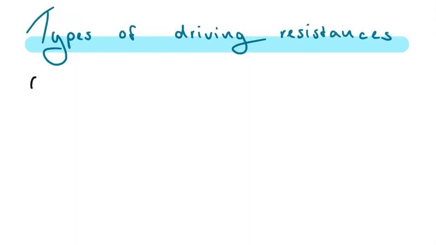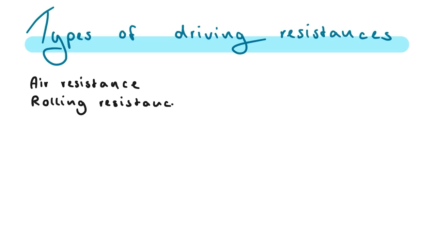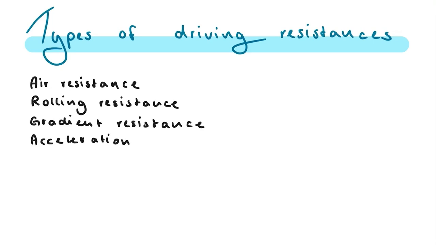First, let's talk about the different types of driving resistances. Air resistance is the force that opposes the motion of objects through the air. Rolling resistance is a force that hinders the movement of objects rolling on a surface. The gradient resistance is a force that acts against the motion of objects on slopes or inclines. And the acceleration resistance is a force that counteracts changes in an object's speed or direction.